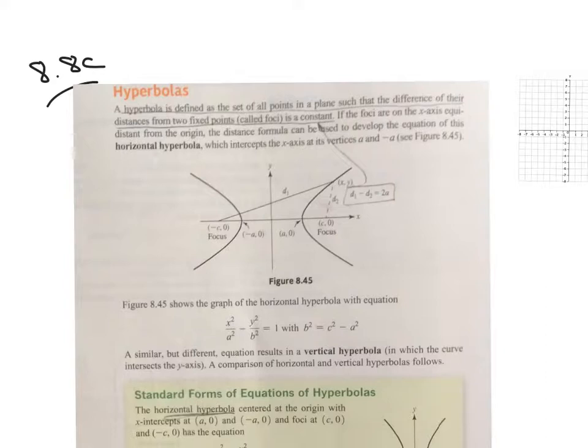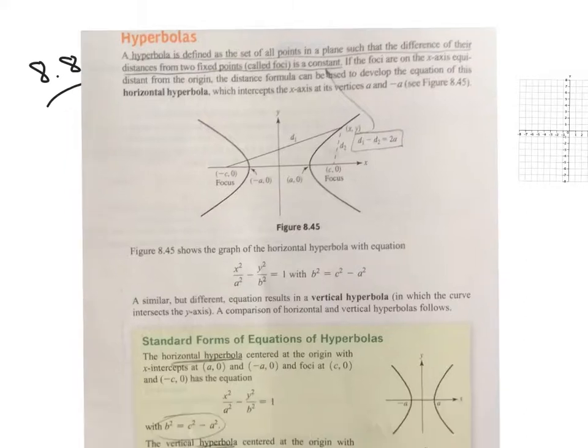If I were to make my number here and here, those distances would be the same. The difference between them would be, if it was 3 here, it would be 3 if I subtracted here. So that's in the definition of a hyperbola. So just some things there.